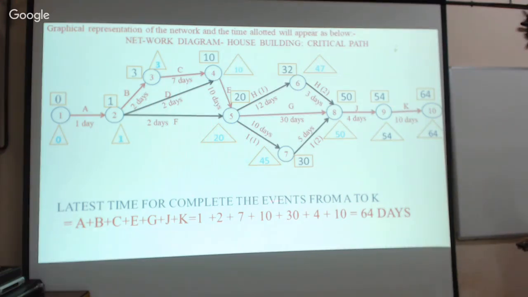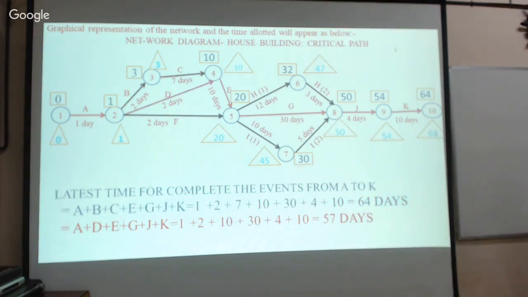Now this path from A to K, activity A to K, that is from event number 1 to 10. This is one path. The time required to complete this project if you go along this path is 64 days. Isn't that? 64 days.